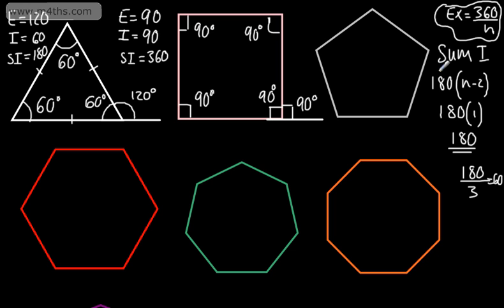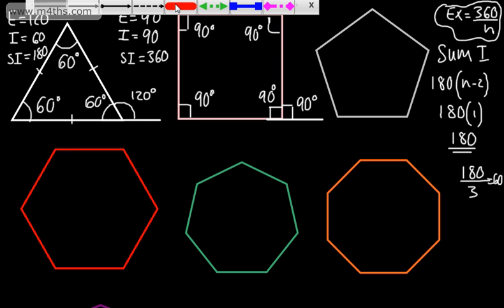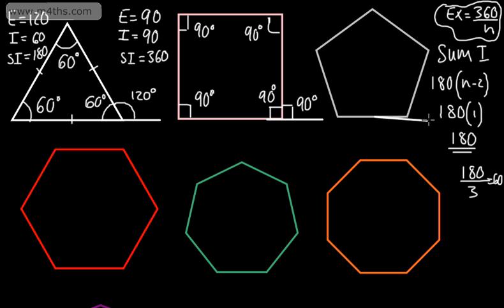Okay, let's now look at this five-sided shape. So we've now got on here our pentagon. Let's put that on. So I'm going to find now the exterior angle, the size of each interior angle, and the sum of the interior angles. We could go around this a different way.